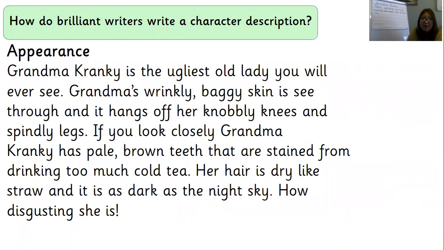This was the paragraph that we had from the original character description. It said, appearance. Grandma Kranky is the ugliest old lady you will ever see. Grandma's wrinkly, baggy skin is see-through and it hangs off her knobbly knees and spindly legs. If you look closely, Grandma Kranky has pale brown teeth that are stained from drinking too much cold tea. Her hair is dry like straw and it is dark as a night sky. How disgusting she is! Exclamation sentence on the end. Wouldn't it be great if you could use that?